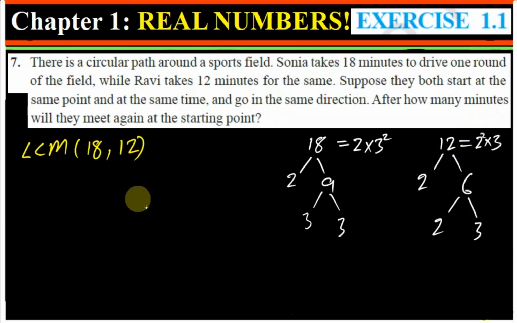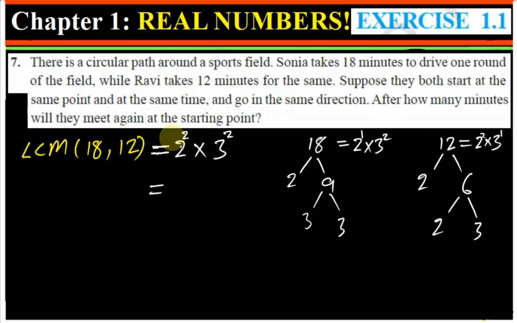Now for LCM, we will take all the prime factors, whether it is in 18 or in 12, that doesn't matter. So we have 2, 3. These two prime numbers are used in the prime factors of 18 and 12. So we'll write here 2 into 3. But these both are common, 2 is common and 3 is also common. So we'll apply the highest power. Here 2 raised to the power 1 is here, here 2 raised to the power 2. So the highest power is 2, so we'll apply power 2 here. And 3 raised to the power 2 here and 3 raised to the power 1 here. So the highest power is 2, so we'll apply power 2.